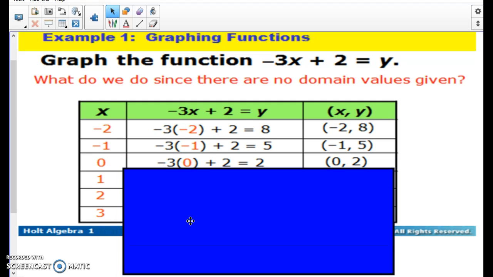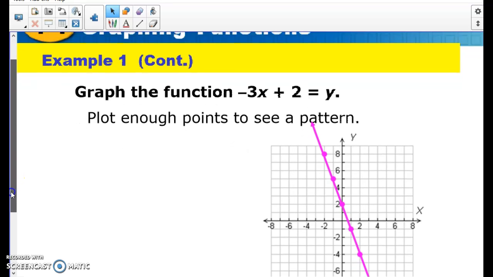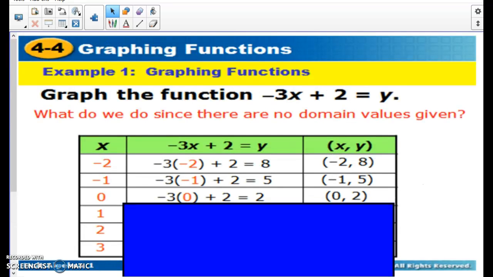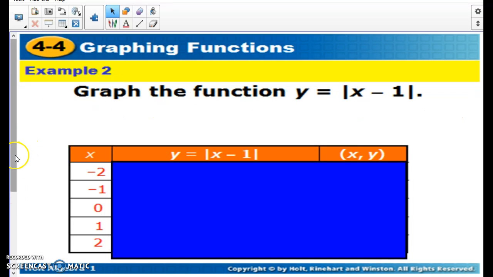So if I plug in -2, -3 times -2 is +6. 6 plus 2 is 8. I'm graphing (-2, 8). If I plug in -1, -3 times -1 is +3. 3 plus 2 is 5. If I plug in 0, -3 times 0 is 0. 0 plus 2 is 2. I can graph those 3 points, and I would still get a straight line because it says x to the first power, not x squared, not anything like that. It's a little more difficult because I have to think about what numbers to plug in because it didn't give us those numbers, but it's pretty much the same kind of problem.